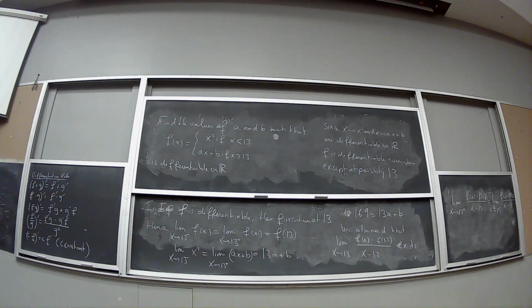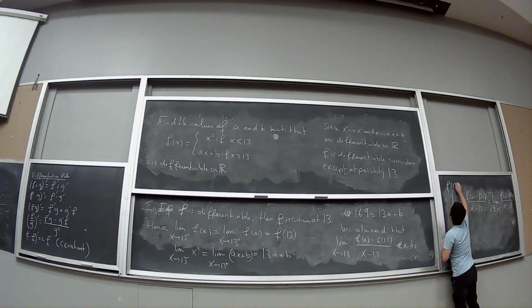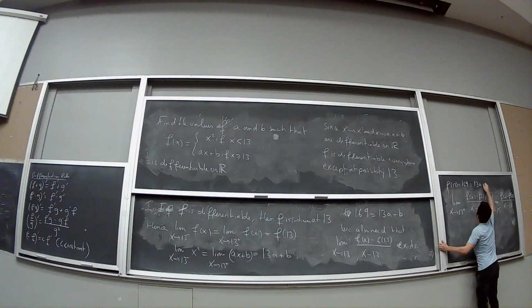Okay, great. What is f of 13 here? It's 13a plus b, which is equal to 169. You agree? So you can replace both of them by the respective value; if you write 169 or 13a plus b, it's going to be the same thing. You agree or not? Yes. So, let's write here f of 13 is 169, which is equal to 13a plus b.